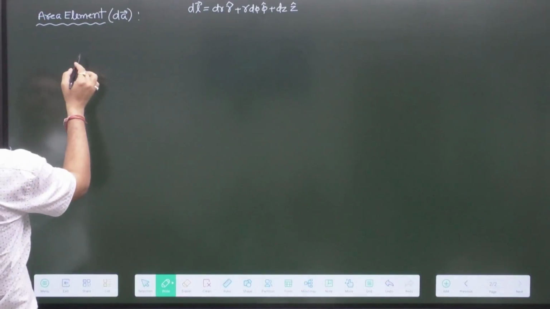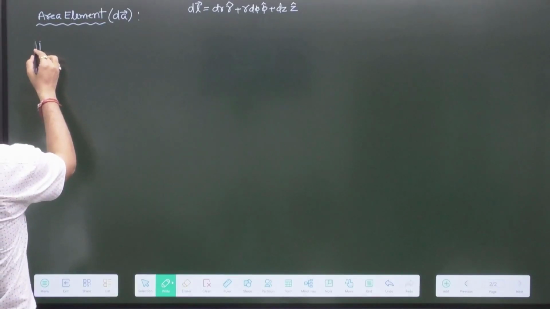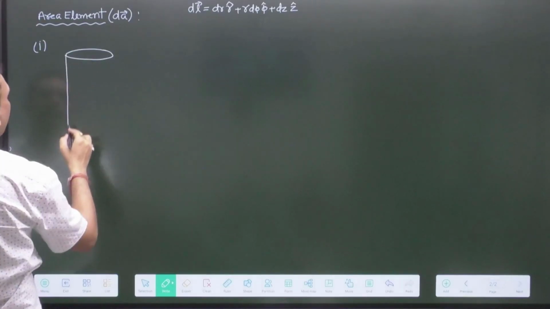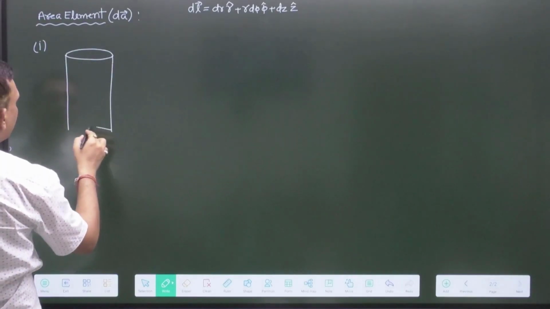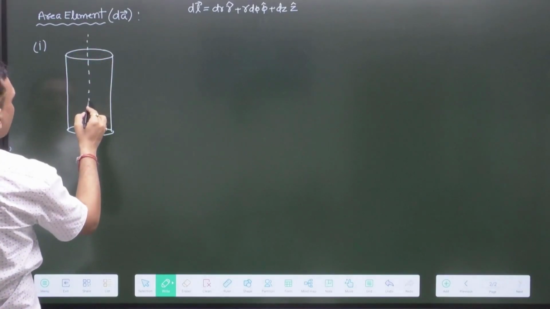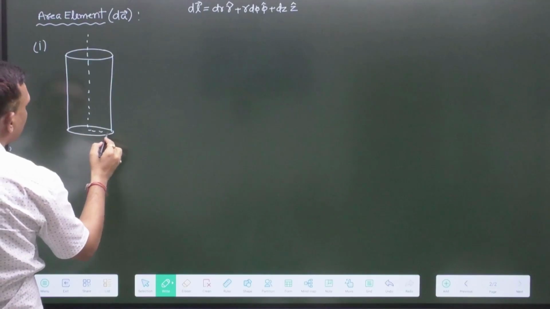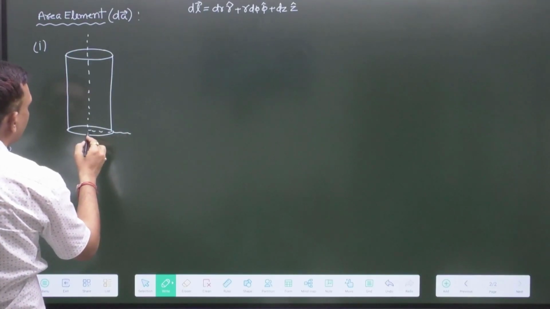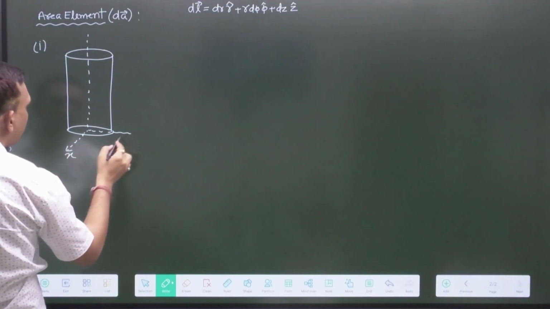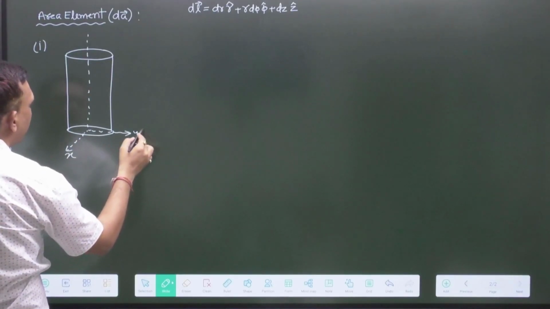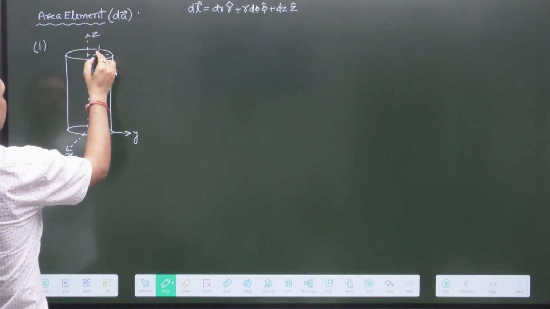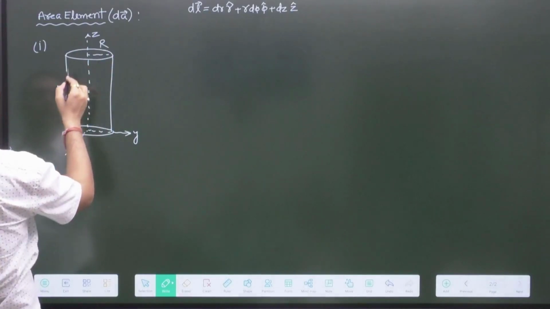So first example: let's take a cylinder of radius r and length L. This is x, this will be y, and this will be z. This radius is r and this length is L.